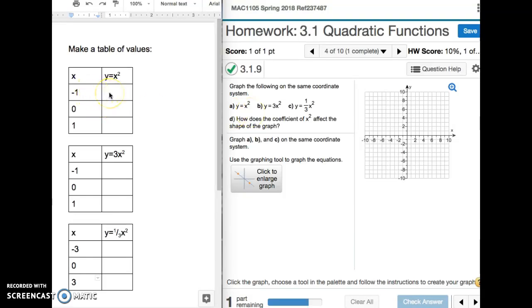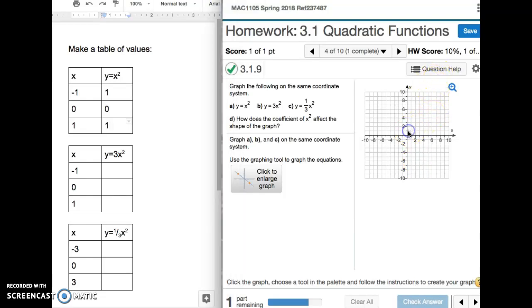So what I've done is I've made a table, and I'm going to plug in the x values. For the first one, y equals x squared, when you plug in -1 and square it, you get a positive 1. So the y is equal to 1. When you plug in 0 for x, y is 0. And when you plug in 1 for x, y is 1. So that's 3 points on our parabola.